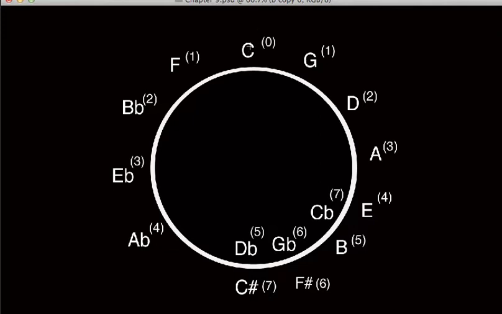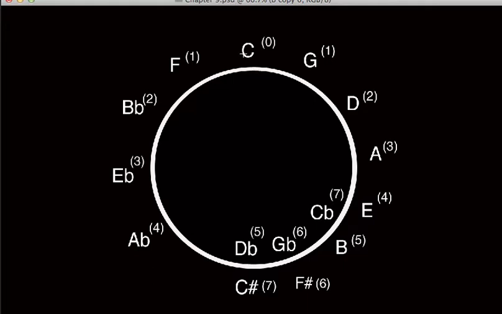Now the reason this is called a circle of fifths is because every key we're in, we move by a perfect fifth interval. So as you can see, C to G is a perfect fifth, G to D is a perfect fifth, D to A is a perfect fifth, A to E is a perfect fifth, E to B is a perfect fifth, B to F sharp is a perfect fifth, and then finally F sharp to C sharp is a perfect fifth. And as you can see, we have no sharps or flats in C to all 7 sharps in the key of C sharp major.